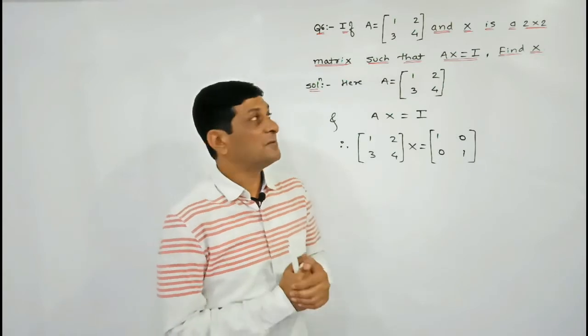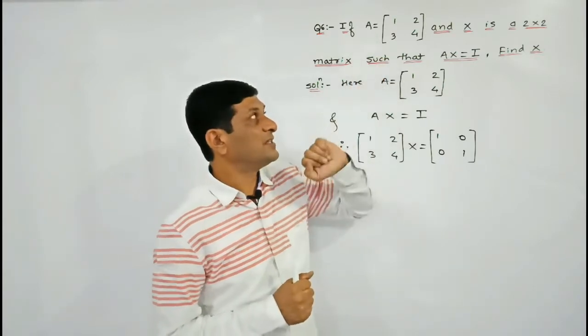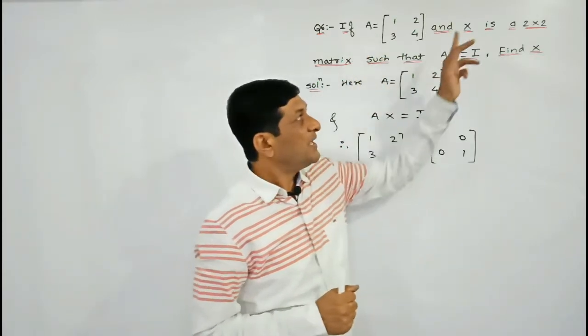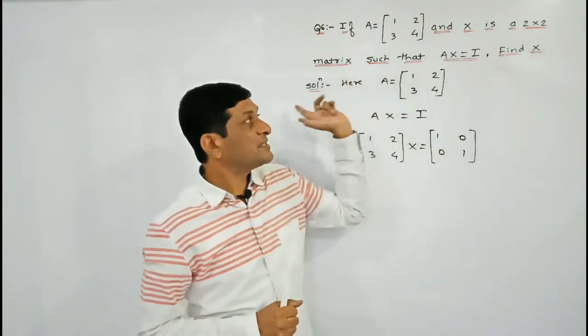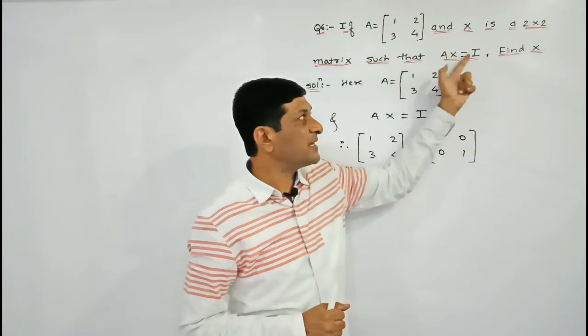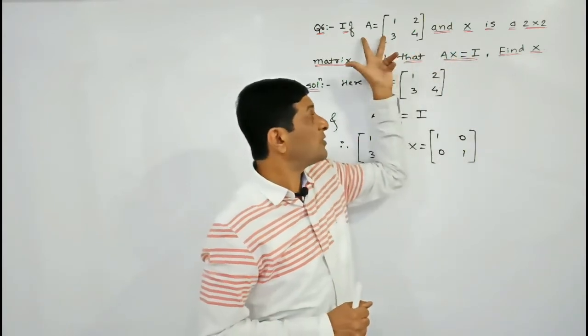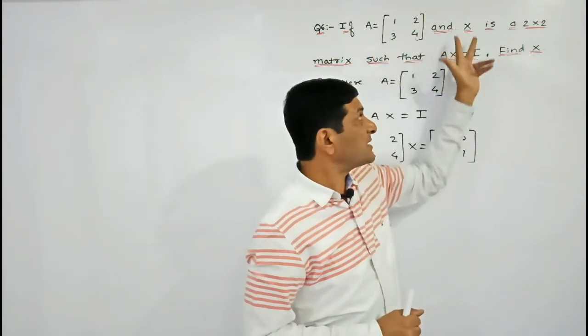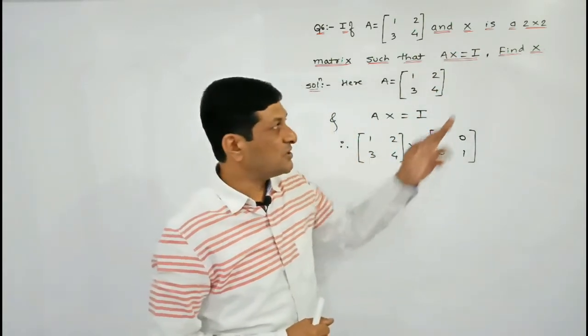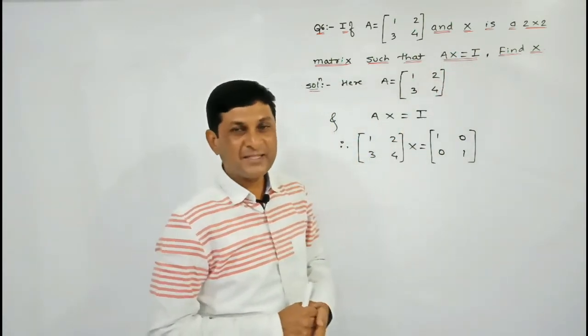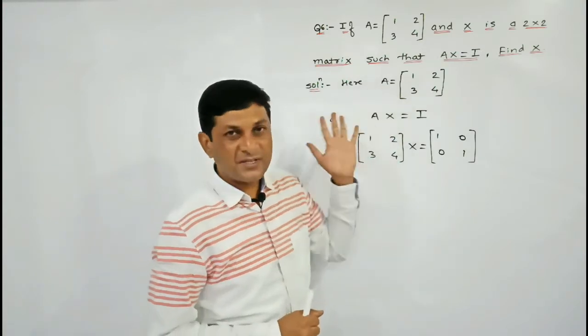See, in this question number 6, one matrix A of order 2 by 2 is given to us, and X is another matrix of order 2 by 2, and these matrices satisfy which condition? A into X is equal to I, means the multiplication of matrix A with matrix X is the identity matrix. It is given to us, and using this condition we have to find the elements of matrix X. Okay, so first we have written the given condition.